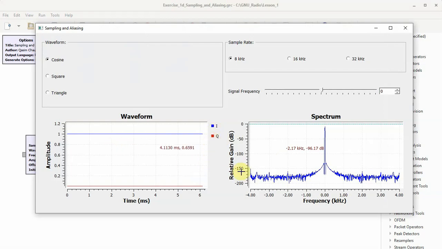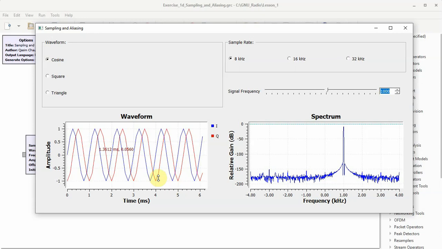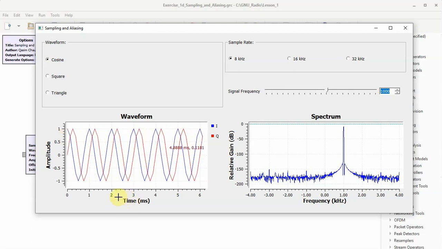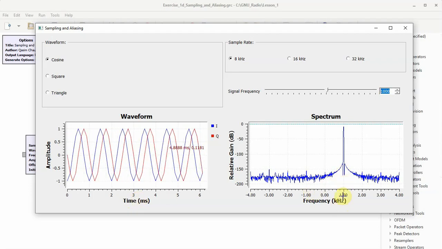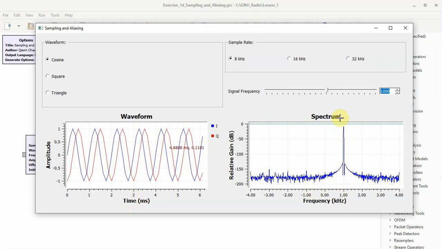A complex signal again is not an intimidating concept. It is just a combination of two real signals which have a phase difference of 90 degrees, so in phase and quadrature. Since the frequency is zero, we can see the spectrum is zero. With 1000 hertz, in the time domain waveform we can easily stop it and measure. We can see one period takes 1 millisecond. And here we can see that this is 1 kilohertz in the spectrum.